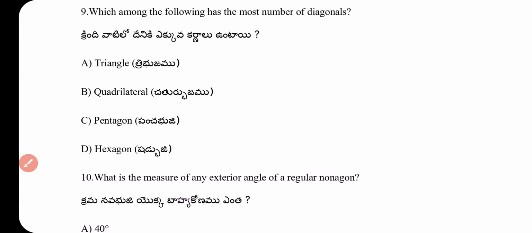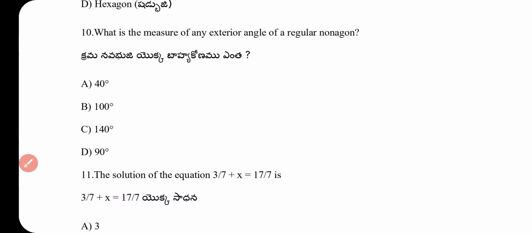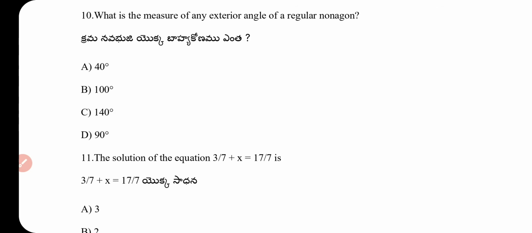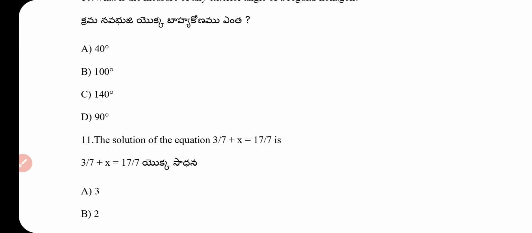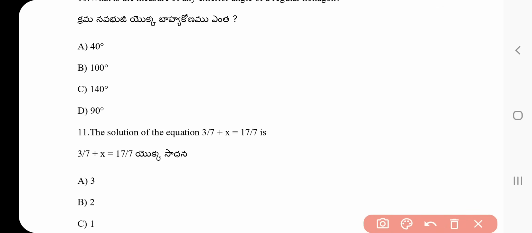Next question number 10. What is the measure of any exterior angle of a regular nonagon? 40 degrees, 100 degrees, 140 degrees, 90 degrees. Which one is the correct answer? Correct answer is 40 degrees.